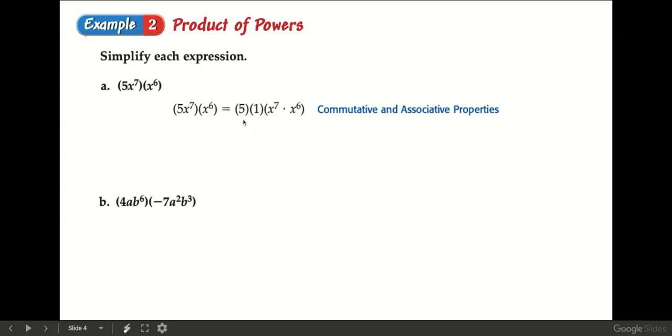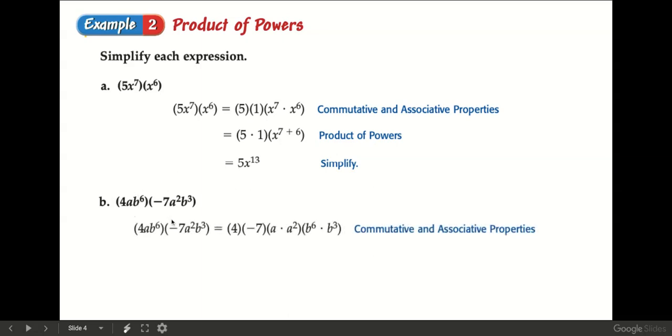I know that 5 times 1 is 5, and x to the 7th times x to the 6th, I can use my product of powers rule. I know that they both have the same base, so I can add their exponents, which would be 7 plus 6, which is 13. So this would give me 5 times x to the 13th power, or just 5x to the 13th power. Remembering that the exponent is only applied to what it is touching, the 13th power does not apply to the 5. If I wanted it to apply to the 5, I would have to put parentheses around both of them.